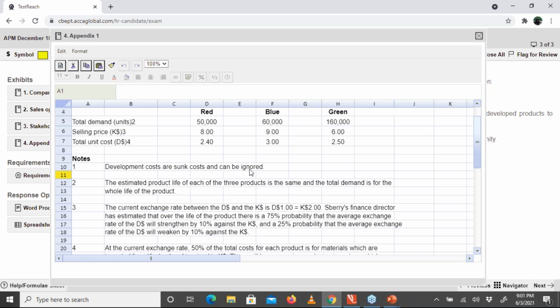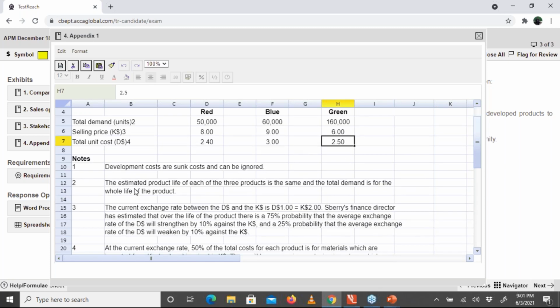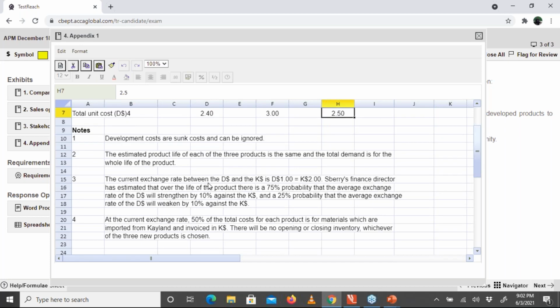Now, it says the total demand for these, the selling price per unit is this, the total unit cost is this. The estimated product life of each of the three products is the same. And the total demand is for the whole life of the product. It says the current exchange rate between the D dollar and the K dollar is this.